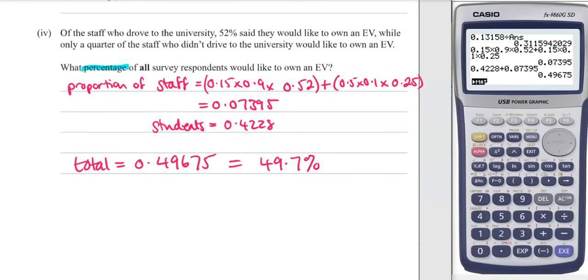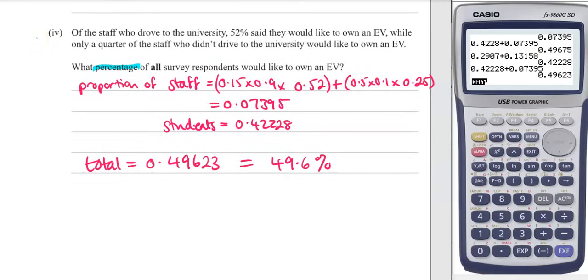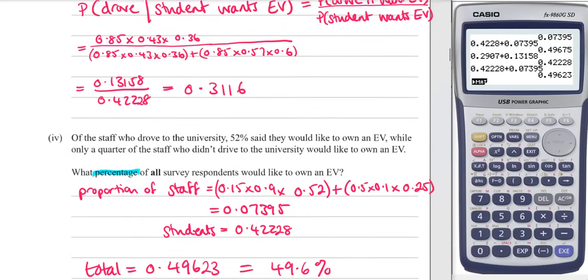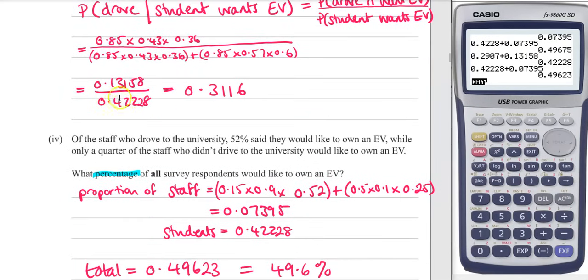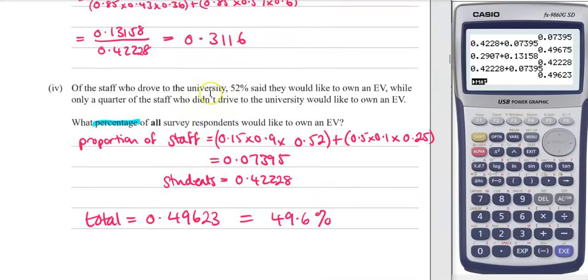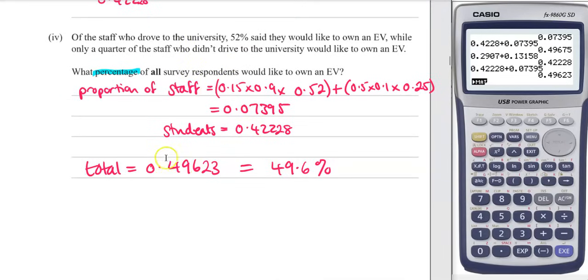49.7%. And my apologies, in checking the answers, I realized I made a small transcription error. I missed a 2 in writing this down here, so this is 0.42228. Doesn't actually make a difference to this answer over here. It makes a slight difference to this one. So this one, students, I've added in the 2 there and adjusted the answer here. You can see what I've done over there on the calculator, and our final percentage is 49.6.